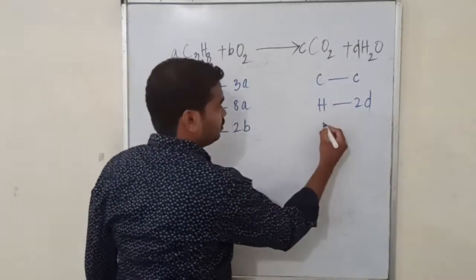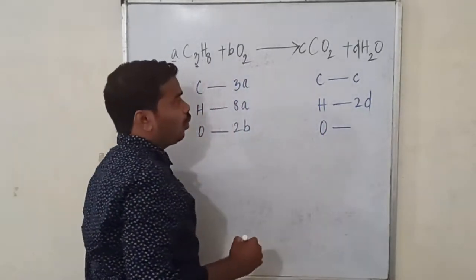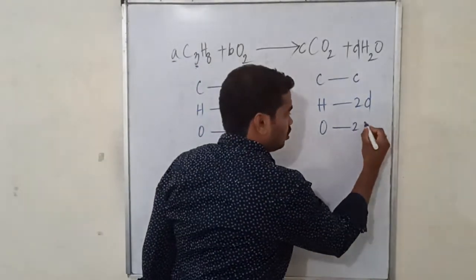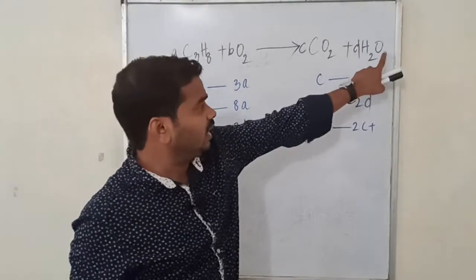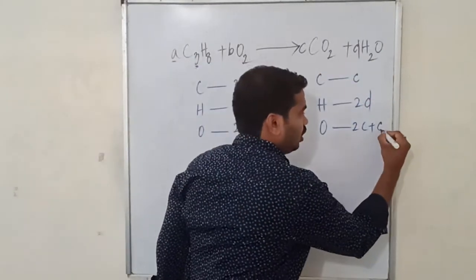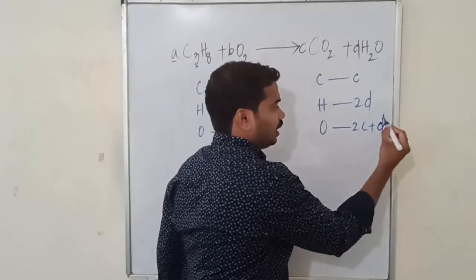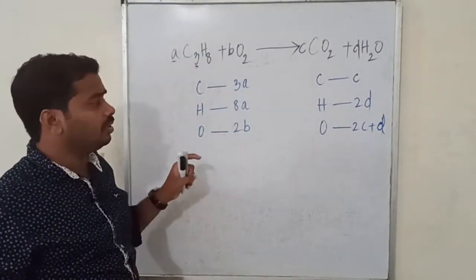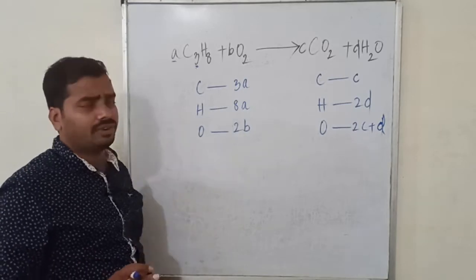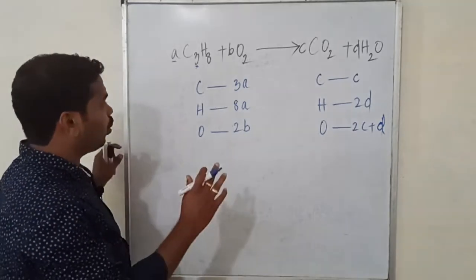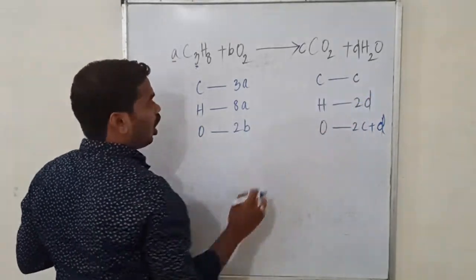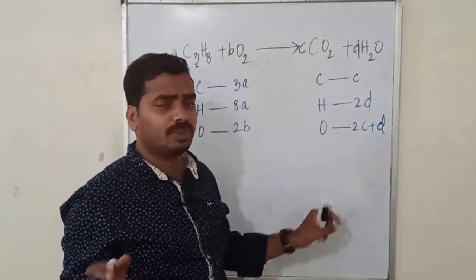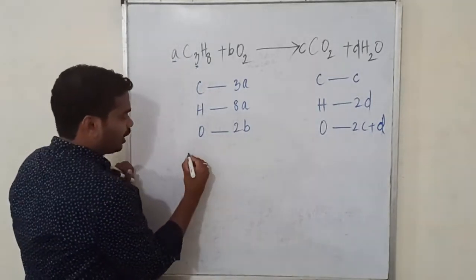Next, oxygen. What is oxygen? 2 into C, 2C plus 1 into D, 2C plus D. So this is all the number of oxygens, carbons and hydrogens which we have written over here. Now we shall equate these number of carbons. In order to balance, these two numbers must be equated, right? These two numbers must be same. So I am equating them.